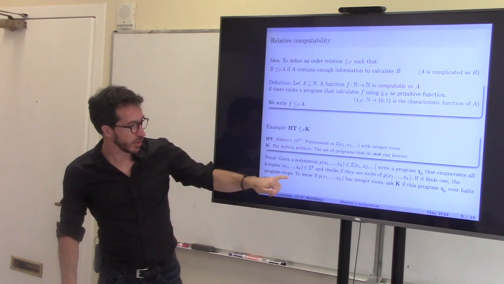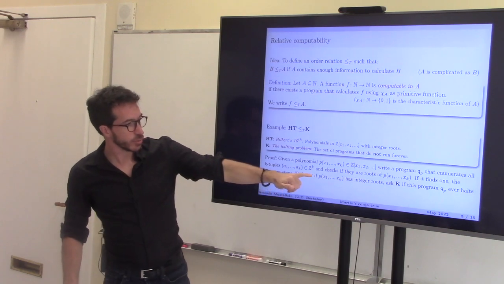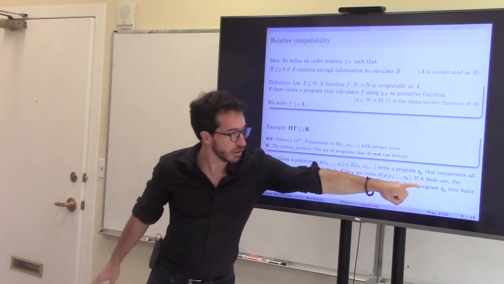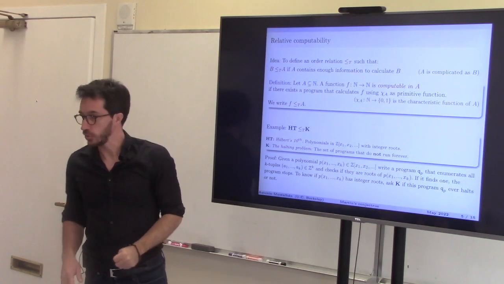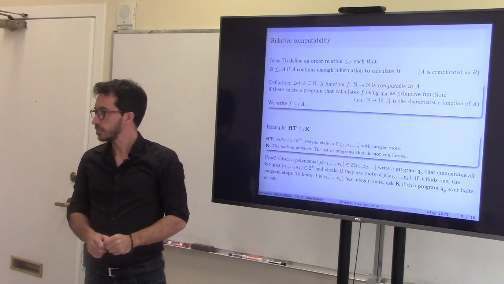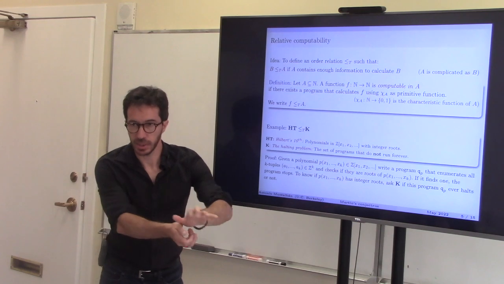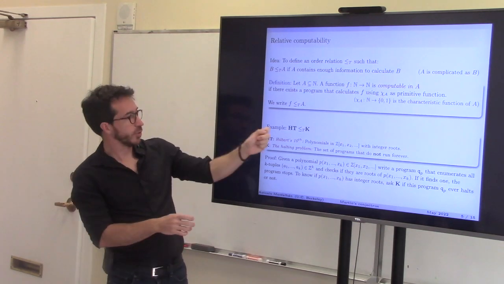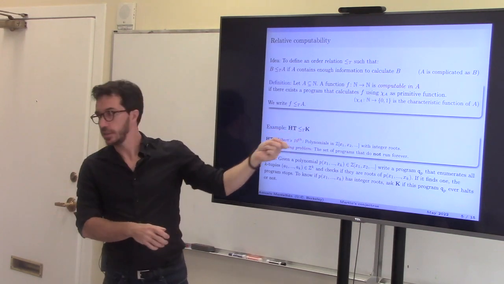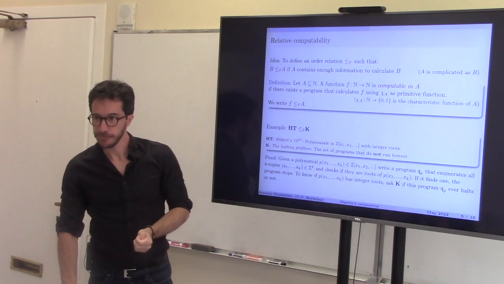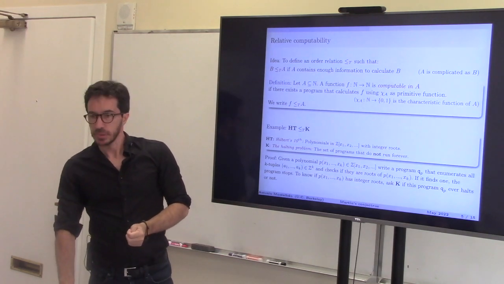Then to find out if it has integer roots, you just ask the oracle if this program is ever going to halt or not. So you write the program, you get the string, and then you ask the halting problem. That's how you reduce Hilbert's problem to the halting problem. Okay. Make sense? Cool.